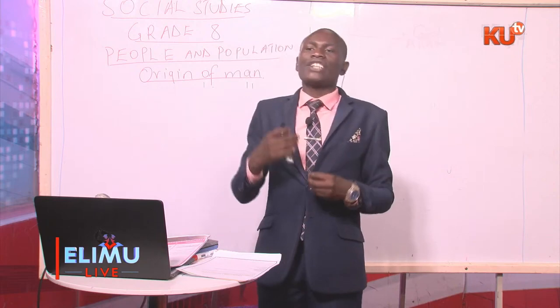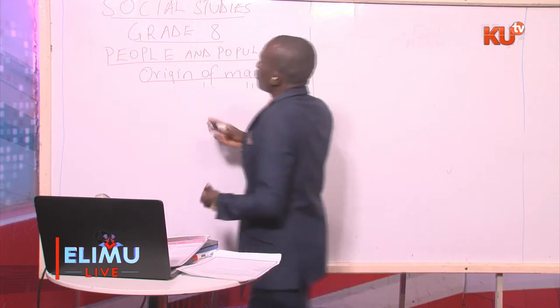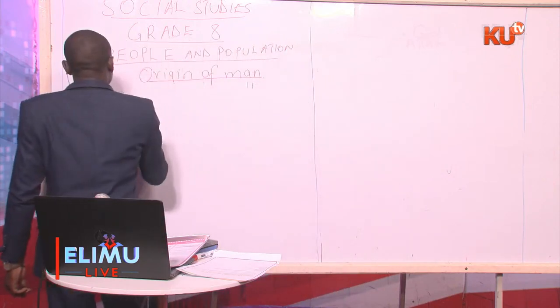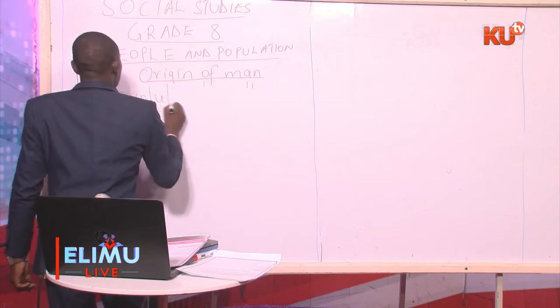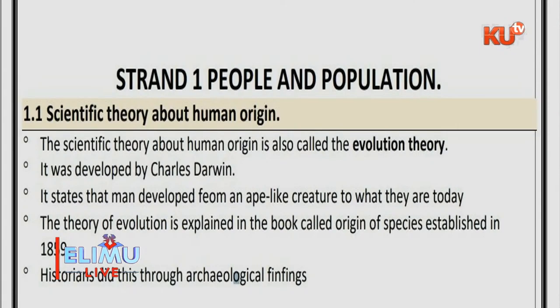And this scientific theory was studied by a person called Charles Darwin. This is evolution theory. Evolution theory is a scientific study about the origin of man.